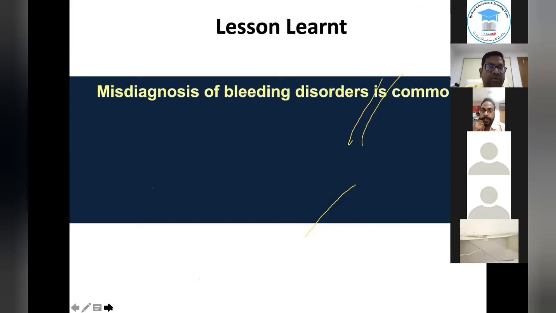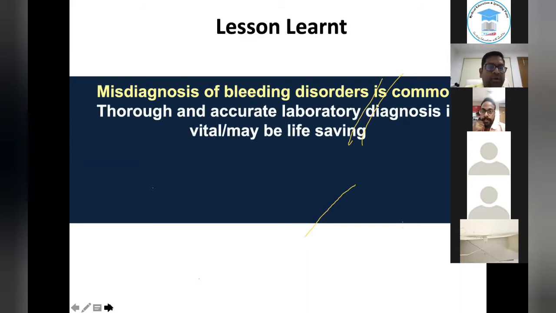So it is very important to do a mixing study with H serum and adsorbed plasma. Anybody in your lab setup can perform a mixing study with H serum or adsorbed plasma. So what you have learned: number 1, misdiagnosis of bleeding disorder is common. Number 2, thorough and accurate laboratory diagnosis is vital. It may be life-saving. So this could have saved the life of that boy.